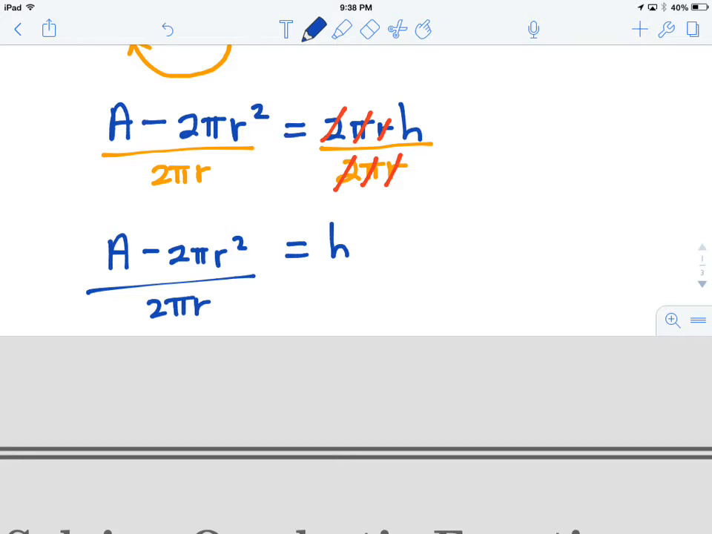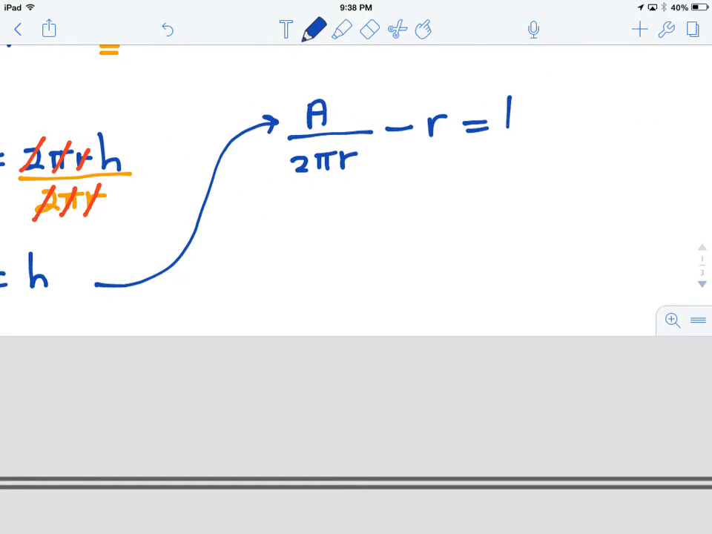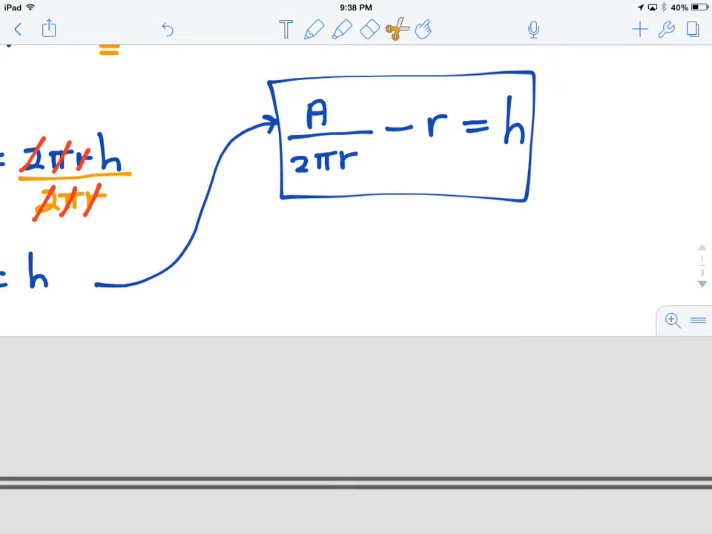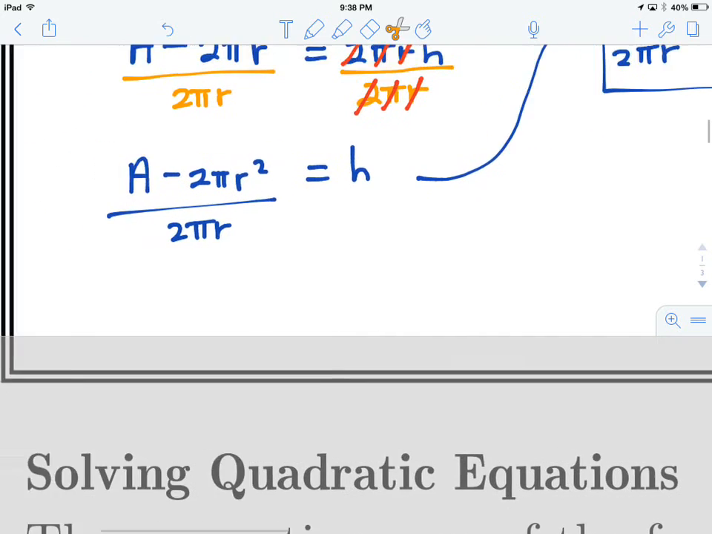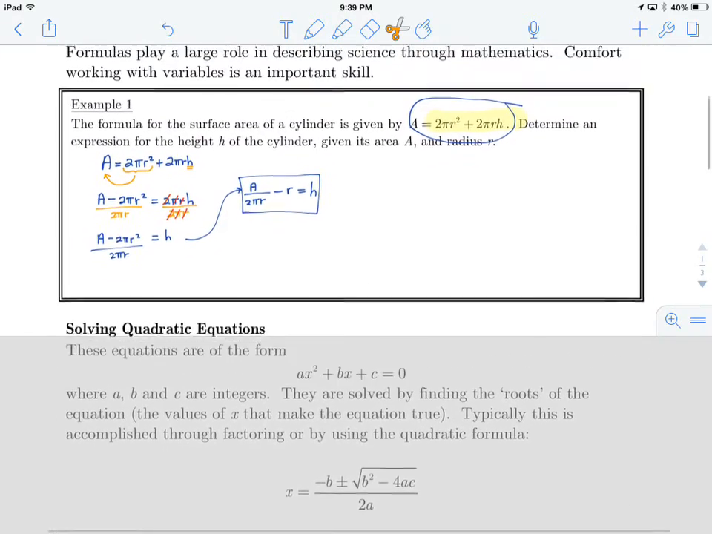You could leave this as is, put a box around it, and for our intents and purposes, you've accomplished what was set out to do. Very often, however, you'll see people simplify this into a number of different expressions: A over 2 pi r minus, and of course if we separate out this numerator, we get r, and that would be equal to h, and this would be a simplified expression. But of course, that's neither here nor there. This is just a little extra that you can do. But even this previous line, this is fine too. So lots of practice for you in the homework.